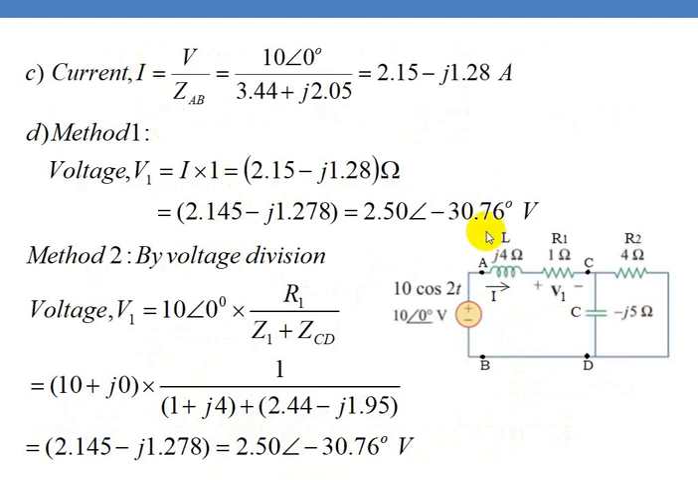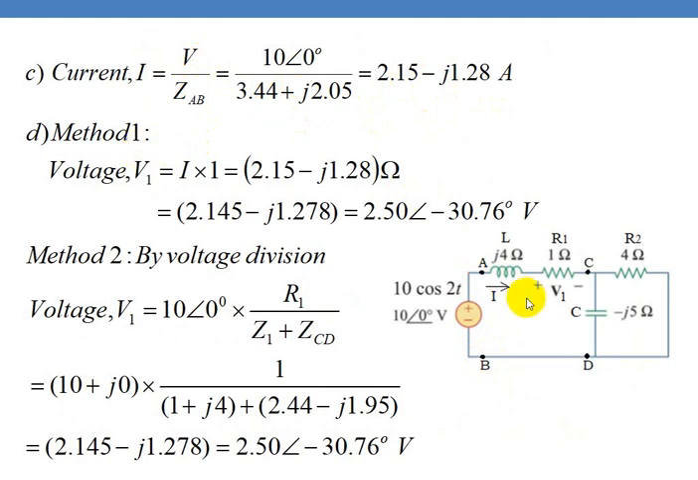So if you want to find current I, you know the impedance across the terminals AB. So that is the total impedance across the source. If you divide the voltage by the total impedance at AB, you will get the current. So this comes to be 2.15 minus j1.28 ampere.